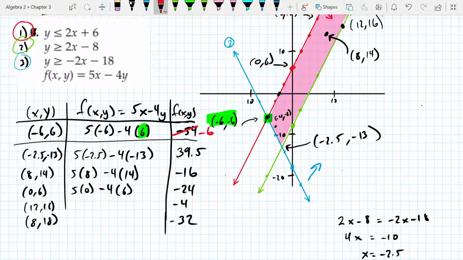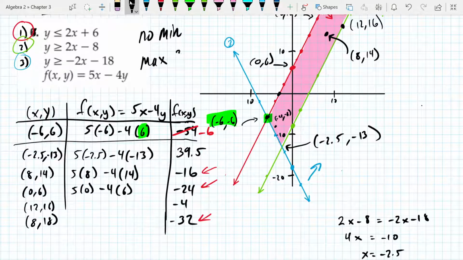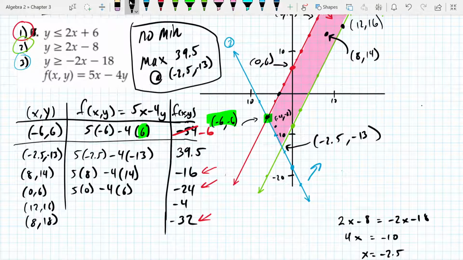And when we do that, you can see that those three options all cancel that one as a minimum. So the minimum is gone. No minimum. The max is 39.5 at negative 2.5, negative 13. All because I missed one little negative sign in there. Maybe that's what happened to you. Sorry this was such a long video.